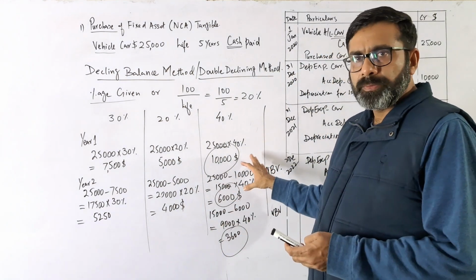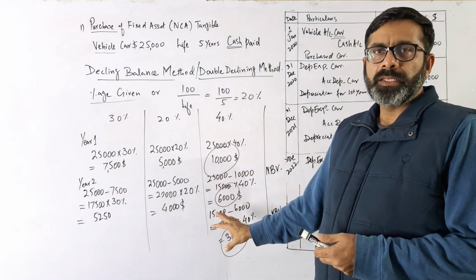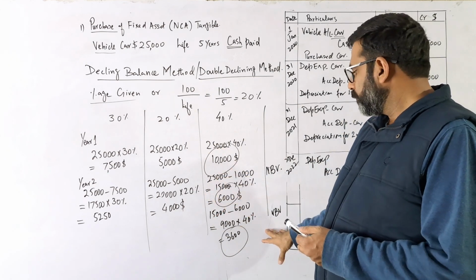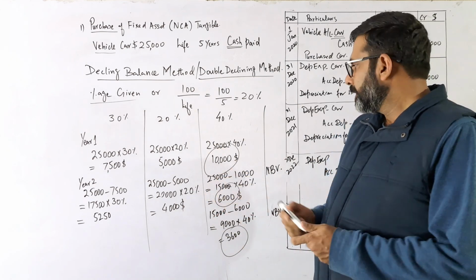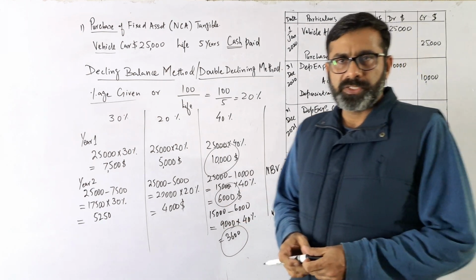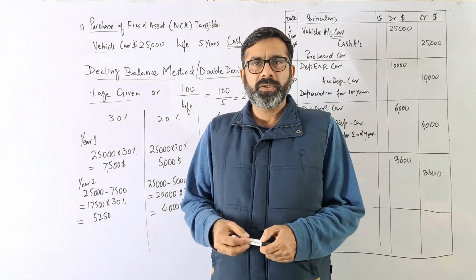The entries are the same, the only difference will be in the calculation or in the value of the depreciation every year. The net book value is calculated in the same way, that is cost minus accumulated depreciation. I hope you have understood the concept. Thank you.